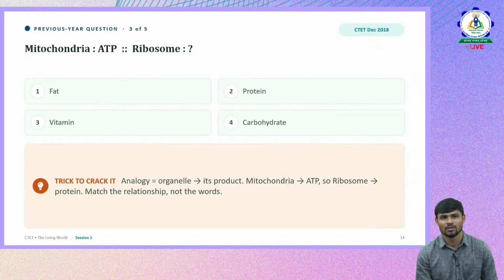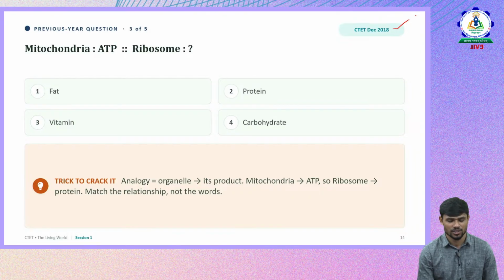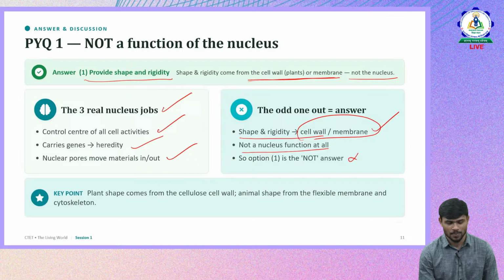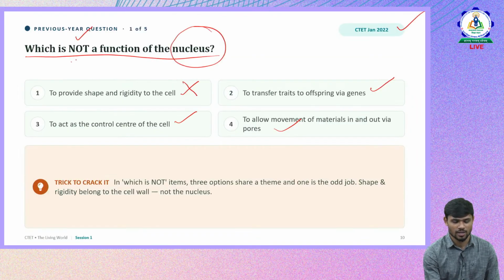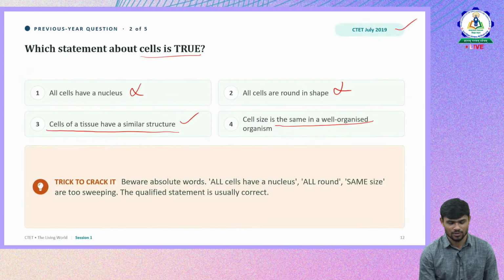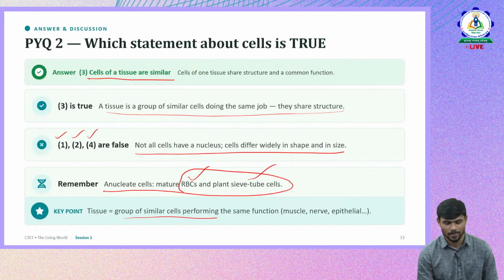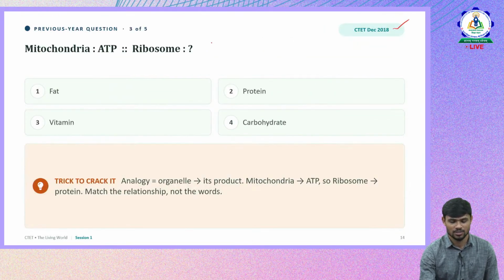So let us move forward to the next question now. This is a previous year question from 2018. This is an analogy type of question. First we saw the which-is-not type of question, then we saw which is true among the following. Now we are seeing the analogy type of question. In an analogy, they match two things and ask for one more.